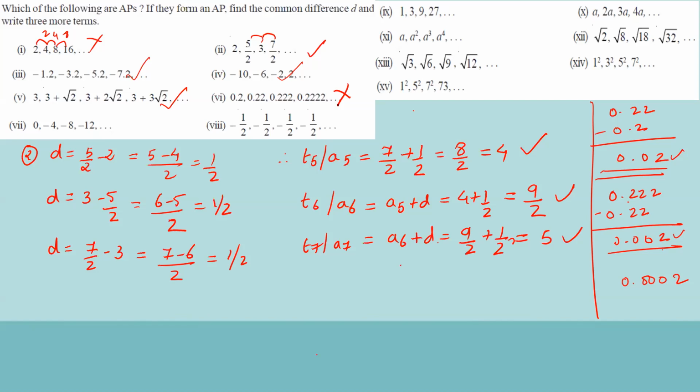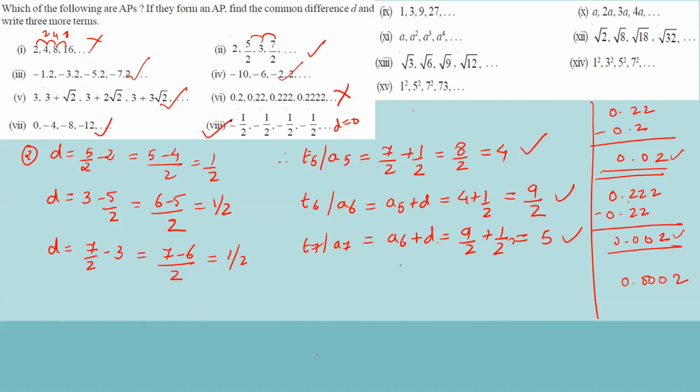Seventh one: minus 4, minus 8, minus 12. Yes, you're adding minus 4 to it. So the seventh one is an AP. Minus 1 by 2, minus 1 by 2, minus 1 by 2. When the same term keeps getting repeated again and again, that will also form an AP. Why? Because over here, D is equal to 0. Yes, it forms an AP.